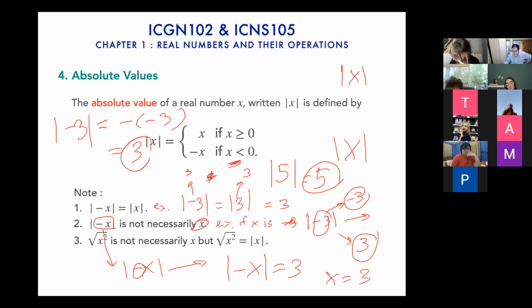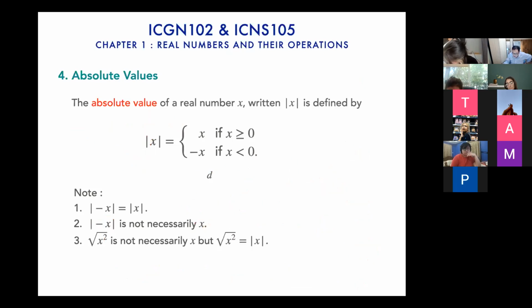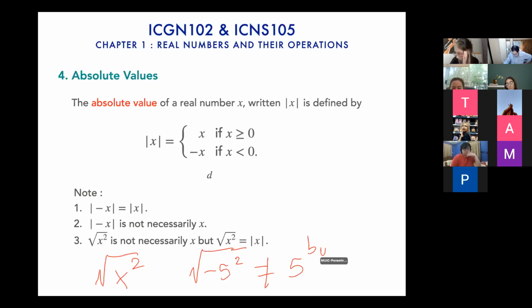And lastly, the note is that the square root of x squared is not necessarily x, but the square root of x squared equals the absolute value of x. So the square root of negative 5 squared is actually not equal to 5 here, but equals the absolute value of x, absolute 5, sorry.